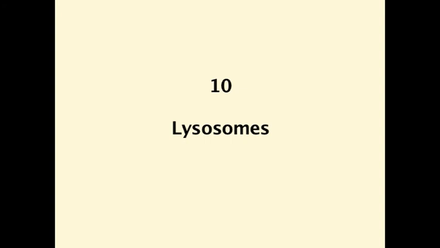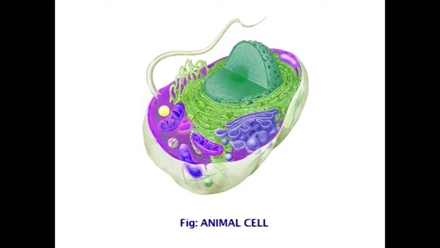The next feature is lysosomes. Lysosomes are vesicles that contain the hydrolase enzymes to break down cellular waste products and debris from outside the cell.